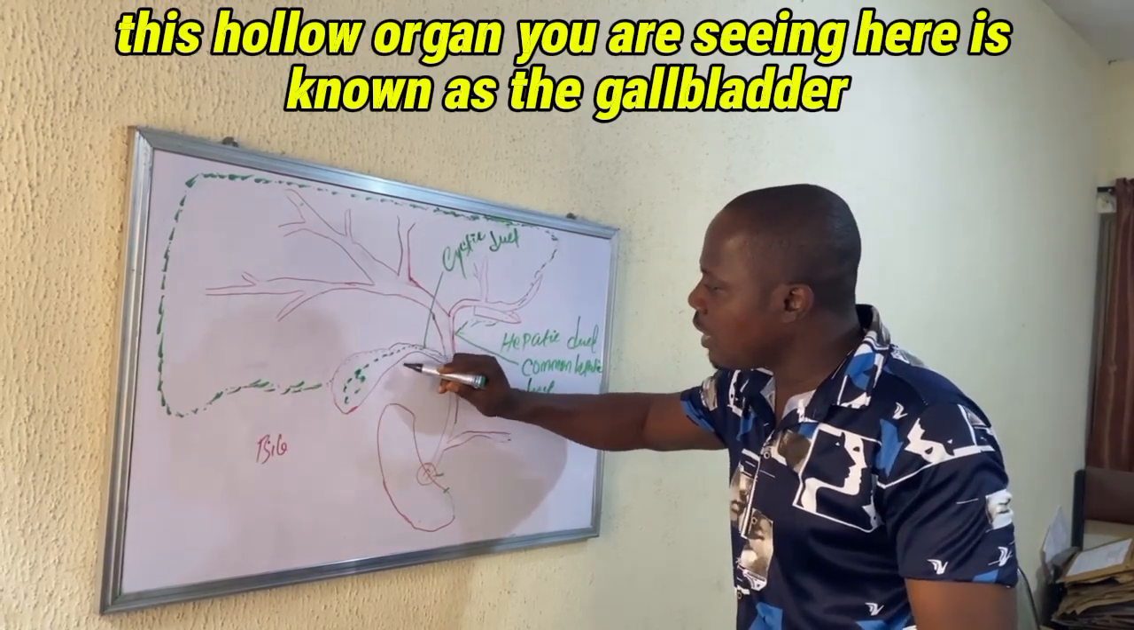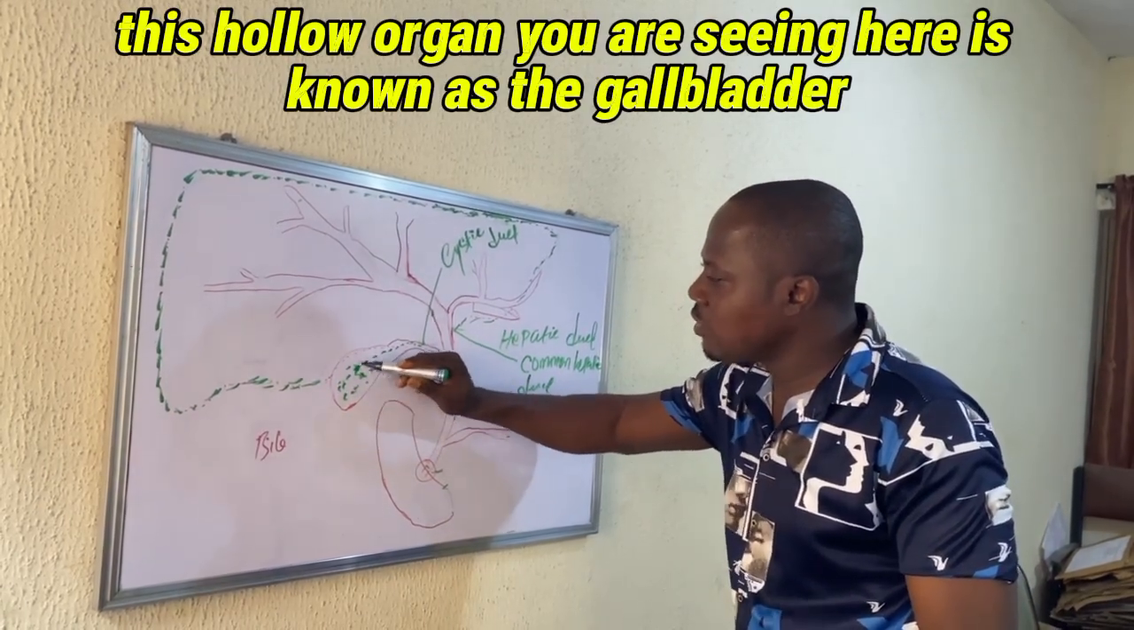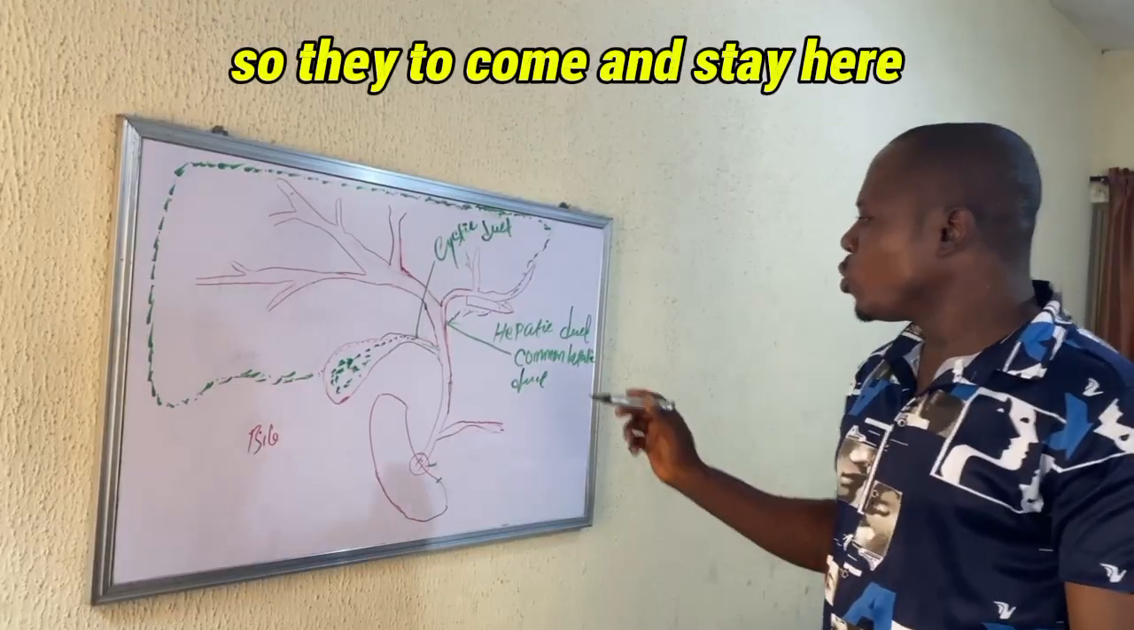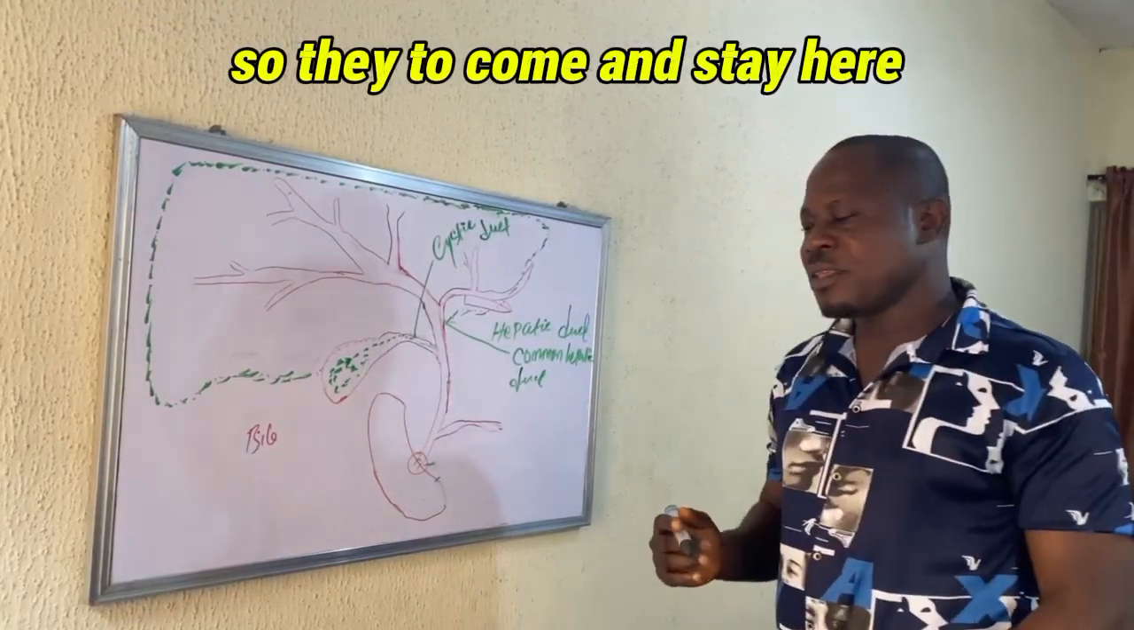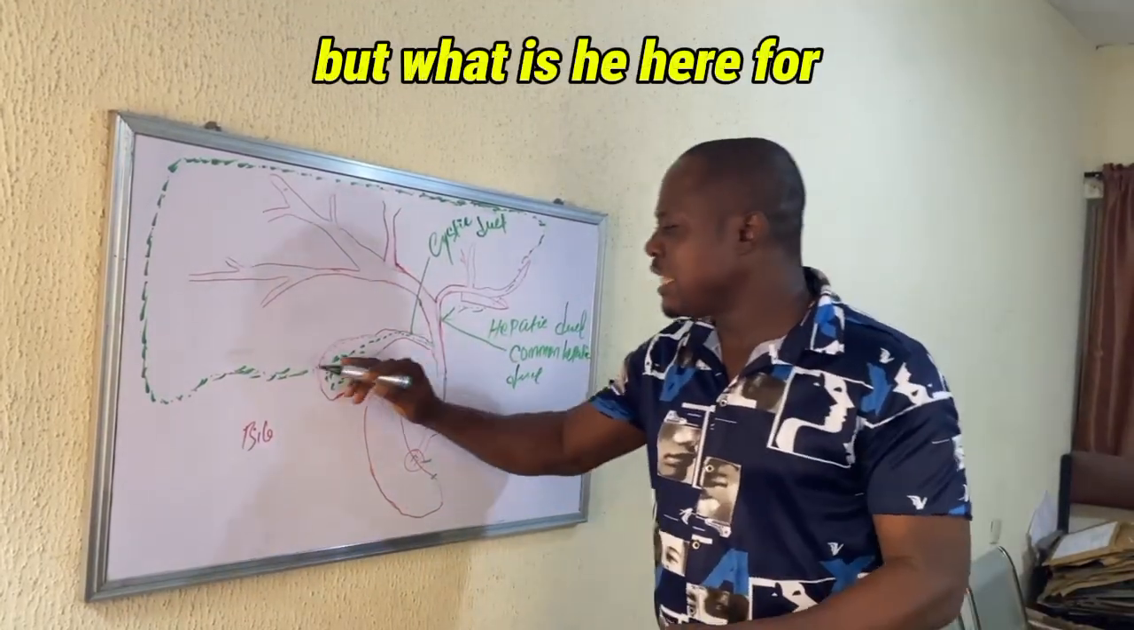Then the bile now passes and moves down into this gallbladder. This hollow organ you are seeing here is known as the gallbladder. So it will come and stay here. But what is it here for?